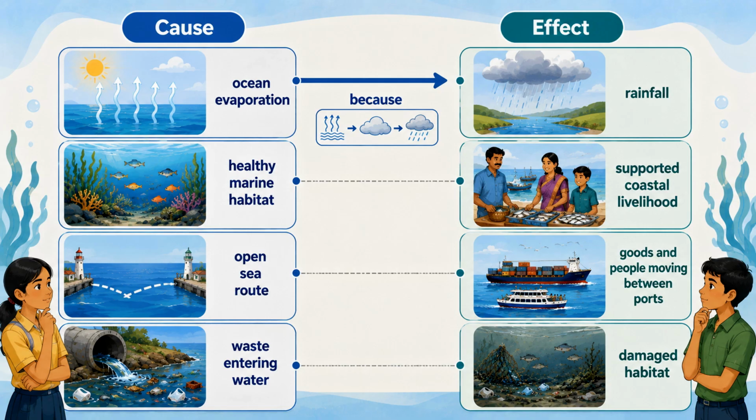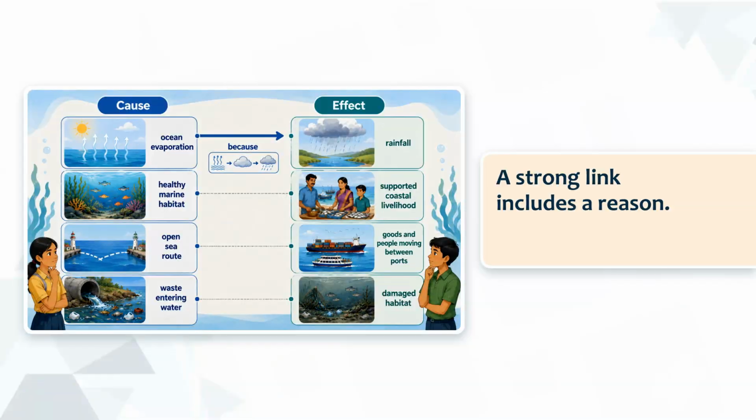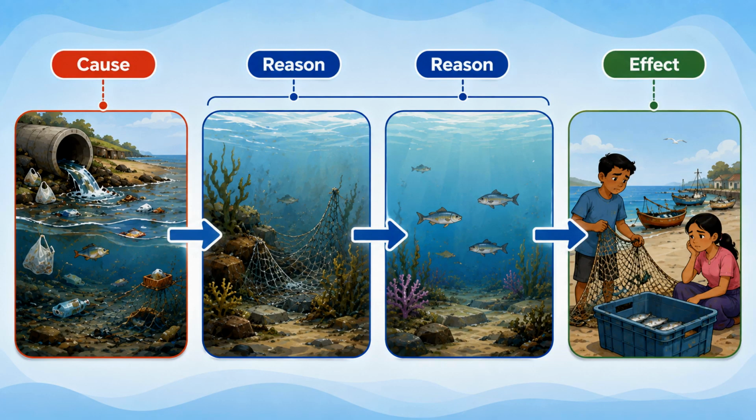The board matches each ocean cause with a result and asks for a because statement. Cause and effect reasoning explains not only what is linked, but why the link works. The completed arrow models the thinking move. A strong link includes a reason. Match the cause and effect, then explain the connection with because. For each pair, state the cause, the effect, and the middle reason.